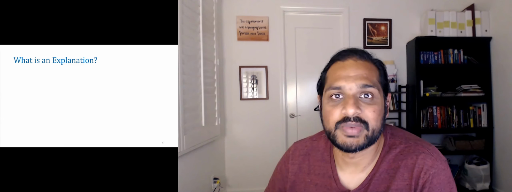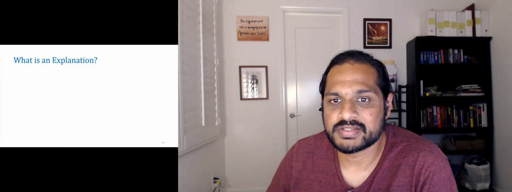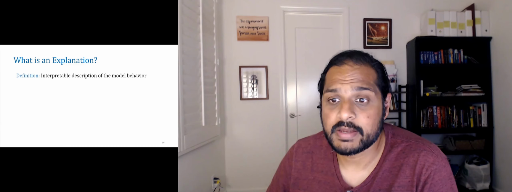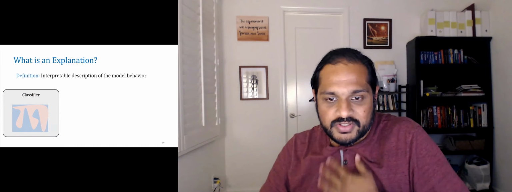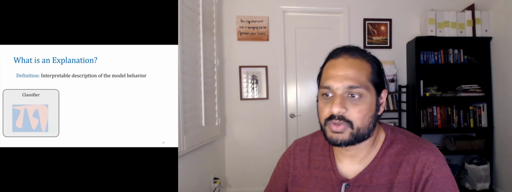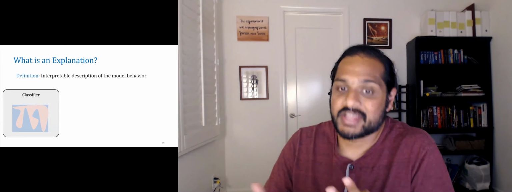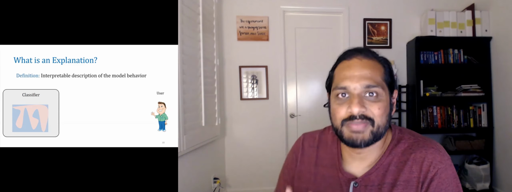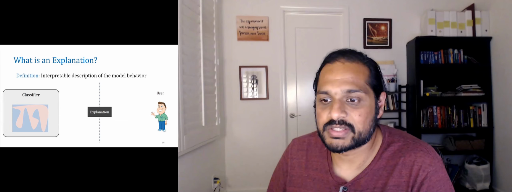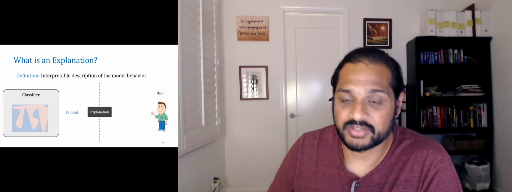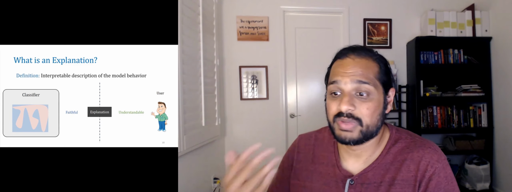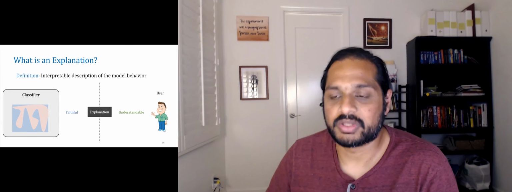So how do we define what an explanation is? Here's a simple definition of what an explanation is. An explanation is any interpretable description of the model behavior. So what does that mean? Imagine a classifier with some complex surface that's shown here in blue and pink. And that's what you have on one side. What you have on the other side is some user that wants to understand this classifier, right? And so this boundary in between is what explanation is. So from the classifier point of view, the explanation should be faithful. So it should represent exactly what the classifier is actually doing. And from a user point of view, it has to be understandable. So the user should be able to interpret and sort of make some inferences about what the classifier is doing.